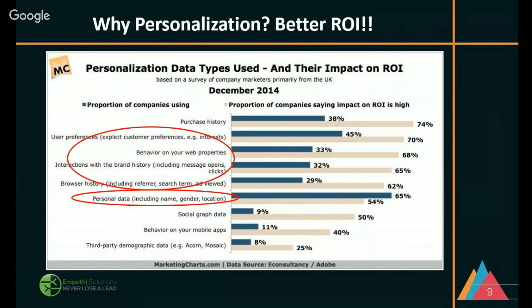Of course, it's not technologically easy to implement, but in the last 3 to 5 years, many more affordable tools are now available for even small and medium-sized companies to use things like behavior on the web, interactions with the brand history, and browser history to formulate their personalization strategy.